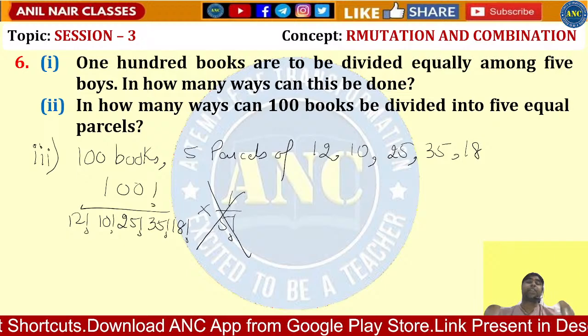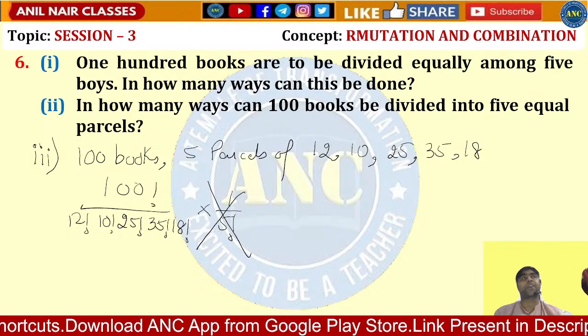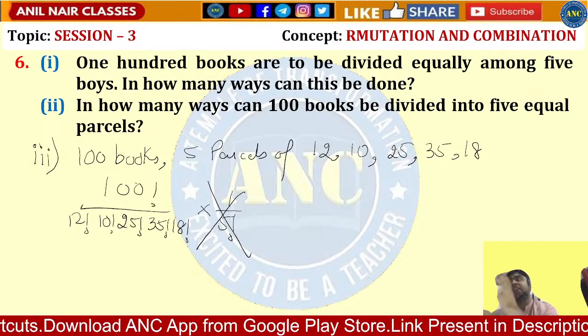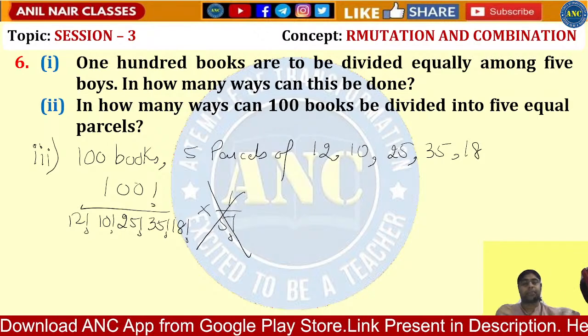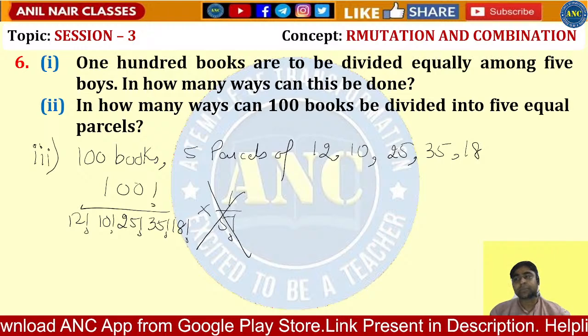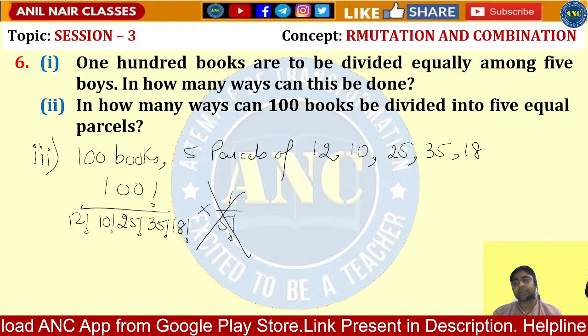Okay, in the first question we did 1 upon 5 factorial because every parcel was having 20 books, so it can be jumbled up. Okay, right?